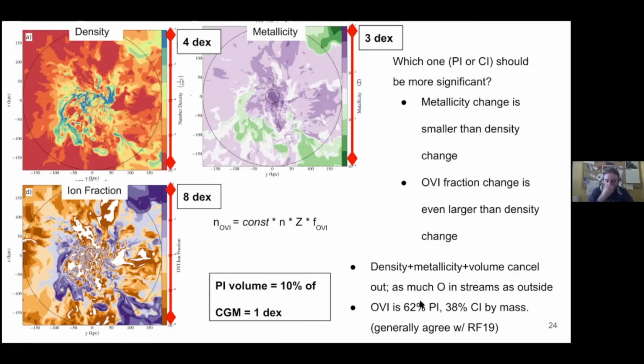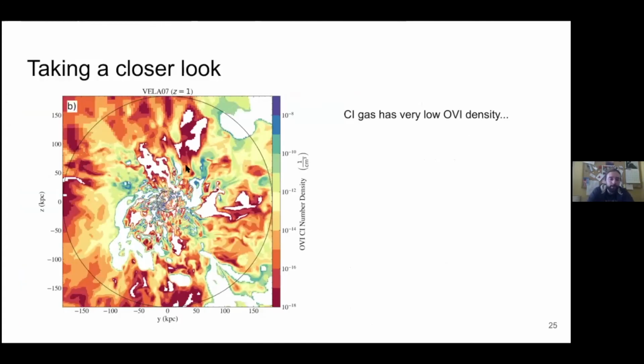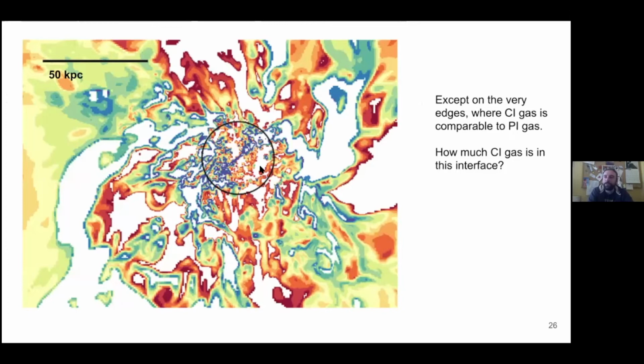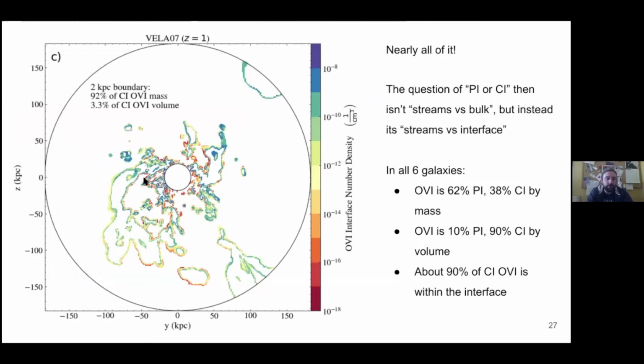So that was really weird, and it agreed with what we found before in Roca Fabrica 19, but it doesn't agree with what it looks like here. So we have to think about this a little bit more closely. And when we look more closely, CI gas has really low oxygen 6 density, but not if you zoom in. If you zoom in on this, you actually see that there are these little interface layers for oxygen 6 in the CI gas that are basically comparable to PI. These are blue, these are much more significant. And so when you ask how much of the CI oxygen 6 is on that interface, it's almost all of it. It's about 90% of the mass of oxygen 6 and only about 3% of the volume.